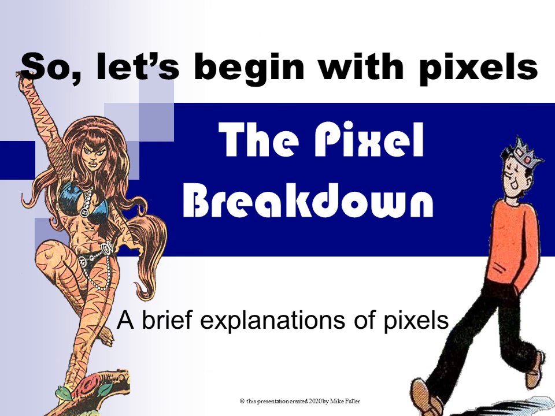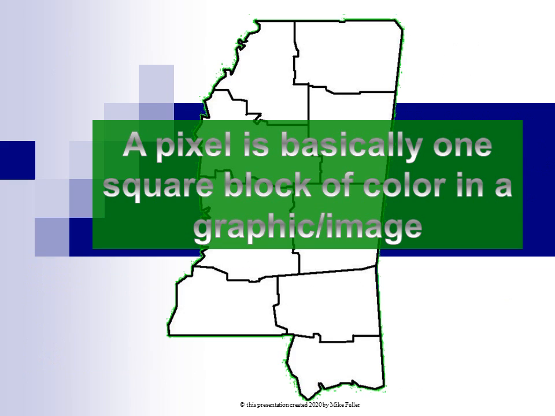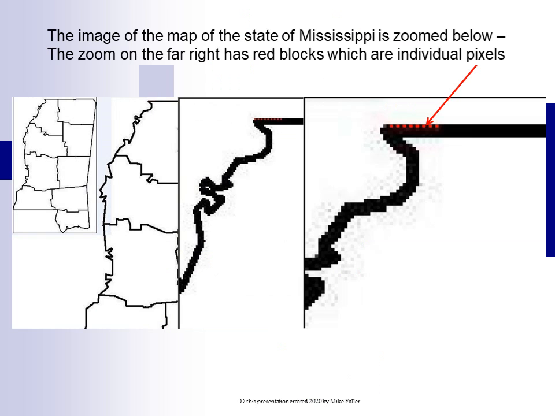So let's begin with pixels. And this is the pixel breakdown. It's an explanation. A pixel is an element of color. And there's a long dictionary here. I'm not going to read all of it, but it gives you all the numbers for it, and you can read this yourself. But a pixel is basically one square block of color in a graphic image.